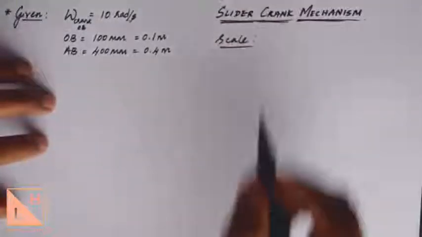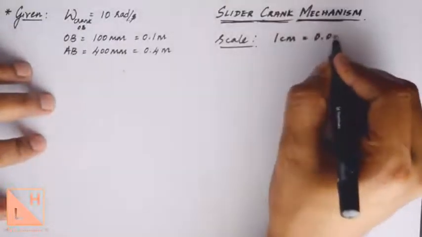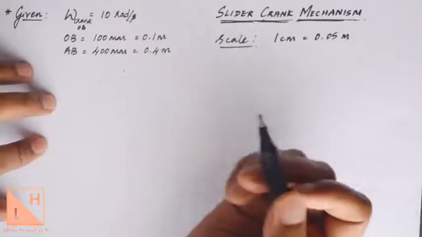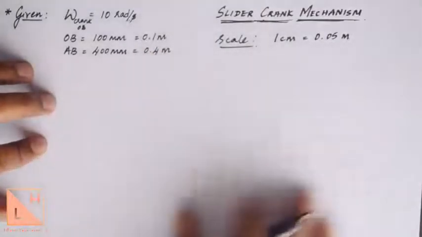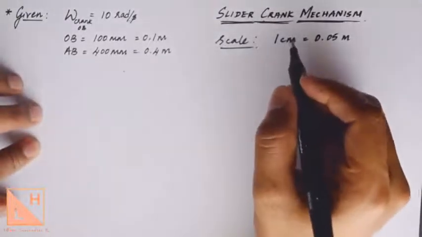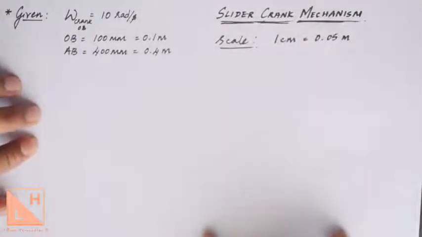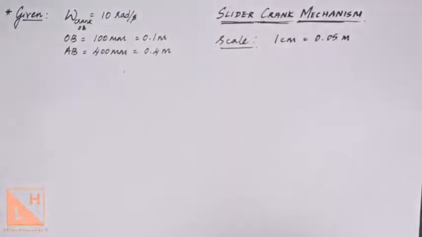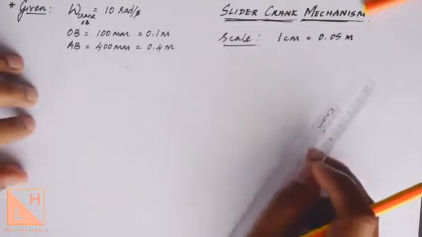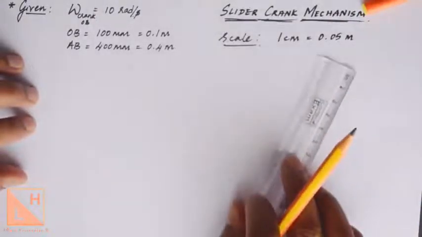So we will take the scale as 1 centimeter equal to 0.05 meter. The scale depends on you. Whatever you take, you need to manage that scale and the drawing within the page space you have. Okay, so I am taking 1 centimeter equal to 0.05 meter, and hence we need to construct the slider crank mechanism over here. I'm going to use this space for the construction. And remember one more thing, you need to construct this mechanism when the lengths are given. You must construct it geometrically and according to the scale properly.